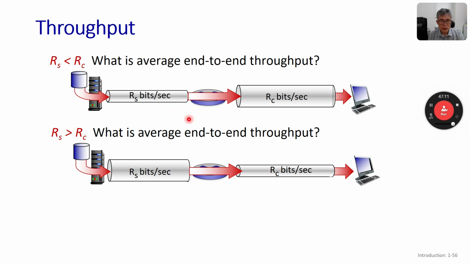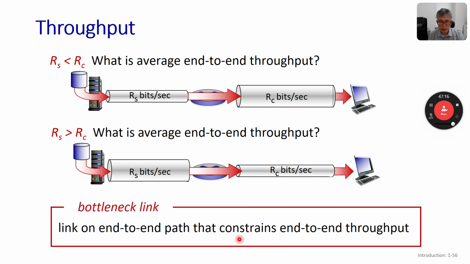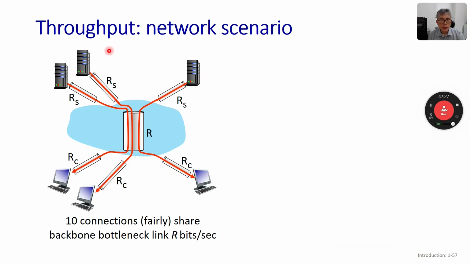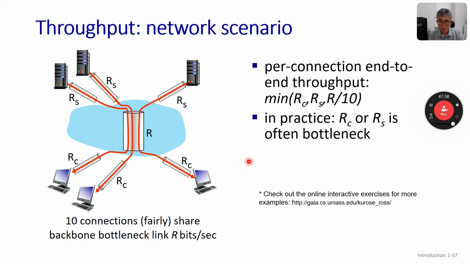What is the average? The bottleneck link determines it. Similarly, the bottleneck determines the delay. The link on the end-to-end path that constrains end-to-end throughput is the bottleneck link. Let's move on to the throughput network scenario. Here, 10 connections share the backbone link R. The client link, server link, and the core network divided by 10, take the minimum. The bottleneck link decides the overall throughput.